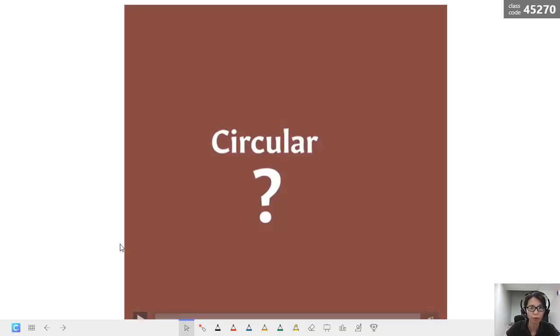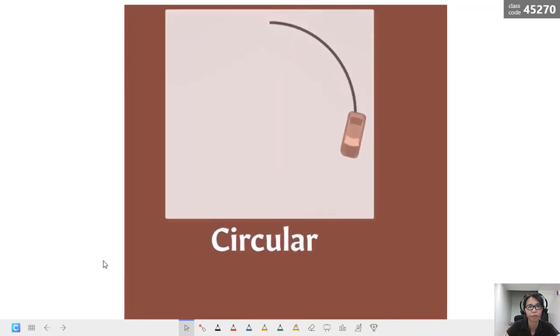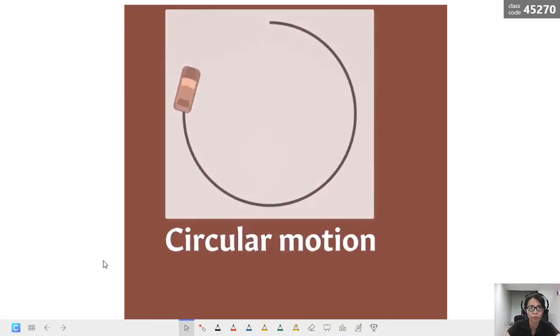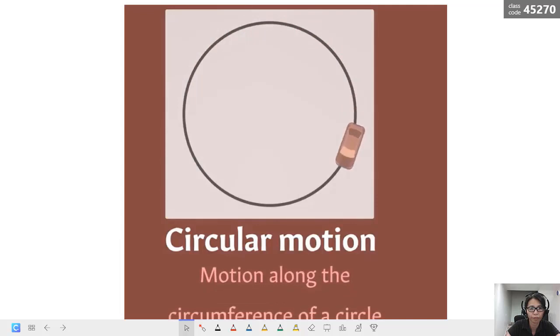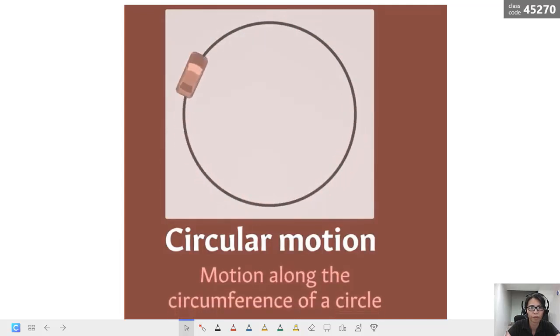Okay, so what is circular motions? If an object is moving in circles, it's undergoing circular motion. More accurately, it's defined as the motion of an object along the circumference of a circle. The circumference of a circle is the length of this boundary which is curved. So if an object is moving along the circumference of a circle, we say it's undergoing circular motion. Okay, so circular motion refers to the motion of an object in a circular path.